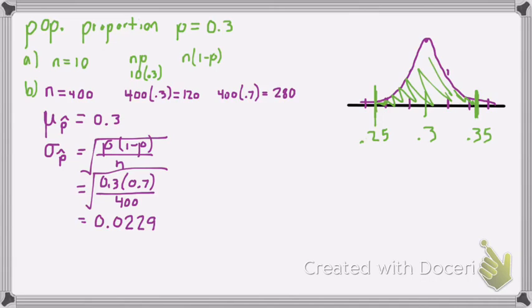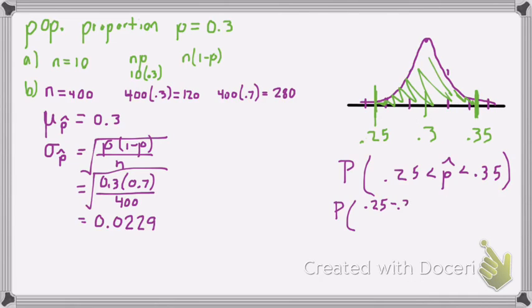Now to get the exact value, of course, what I'm going to do is find the probability that I'm between 0.25 and 0.35 for a sample proportion. As usual, I'm going to need to convert these into z-scores. So for the z-score here, I'm going to do 0.25 minus 0.3, my mean, divided by my standard deviation.